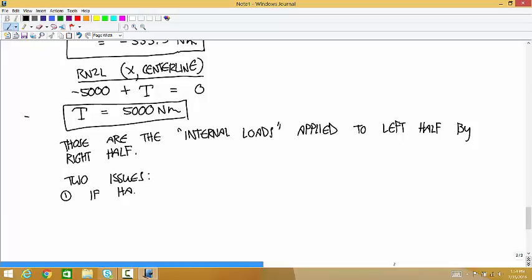So if we had isolated the right half instead, yep, they'd be equal and opposite. It's a Newton's third law thing. You're talking about the loads applied to the left by the right versus the loads applied to the right by the left. So they'd be equal and opposite.